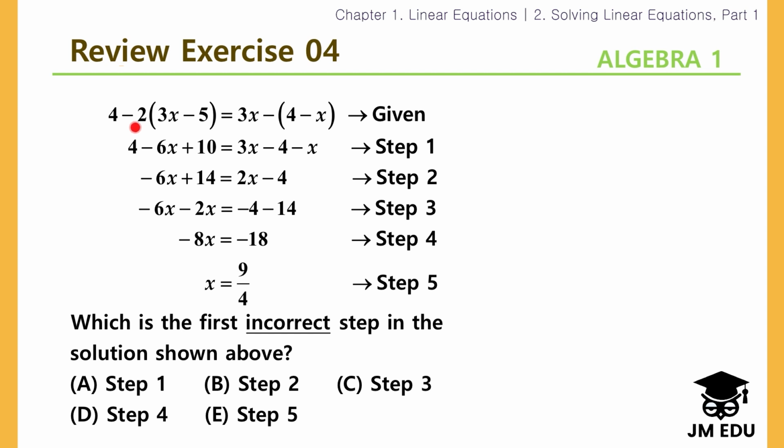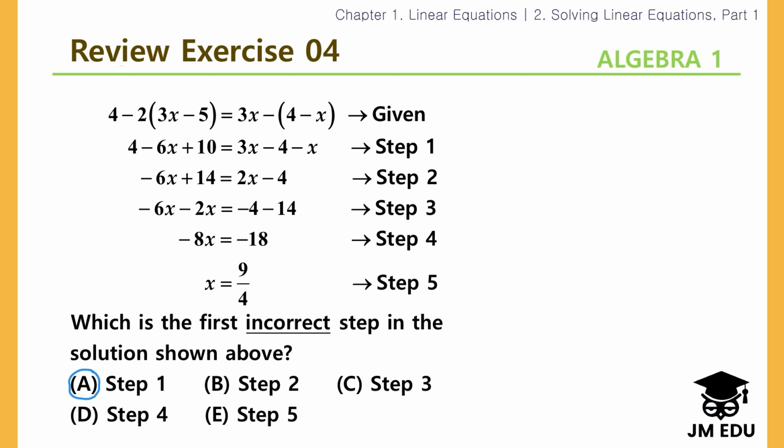So minus 2 times 3x, that's minus 6x. Minus 2 times minus 5, that's plus 10, right? Positive 10. Okay, that's correct. On the right hand side, minus times 4, minus 4. Minus times minus x, that should be plus x, right? So first incorrect step, that's step 1. The answer is A.